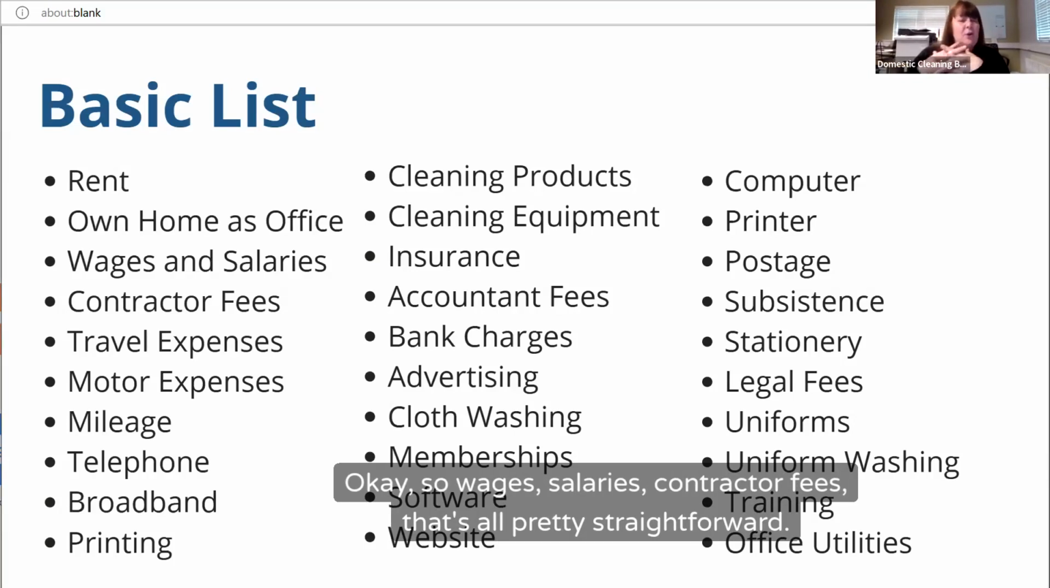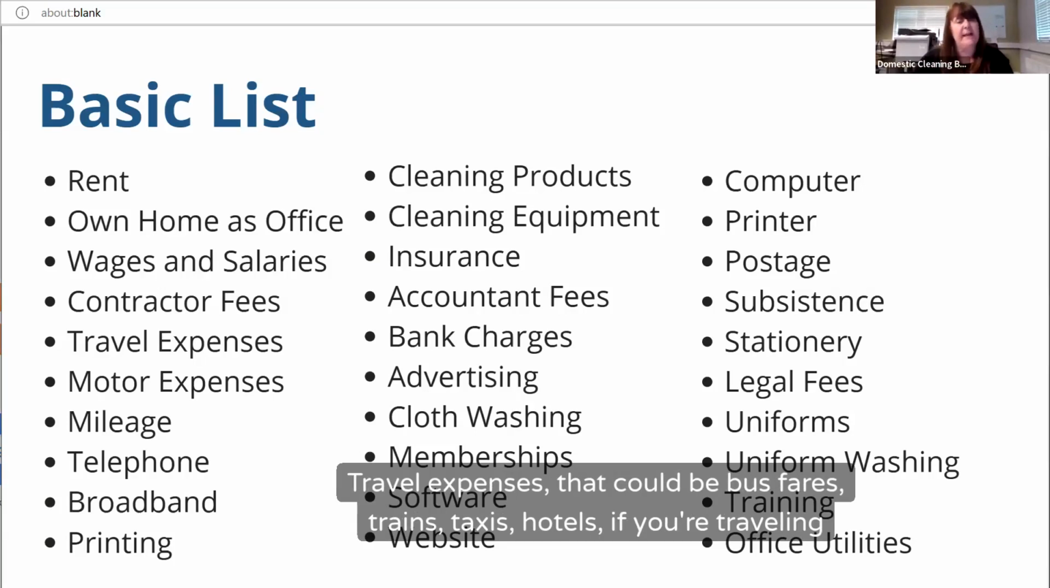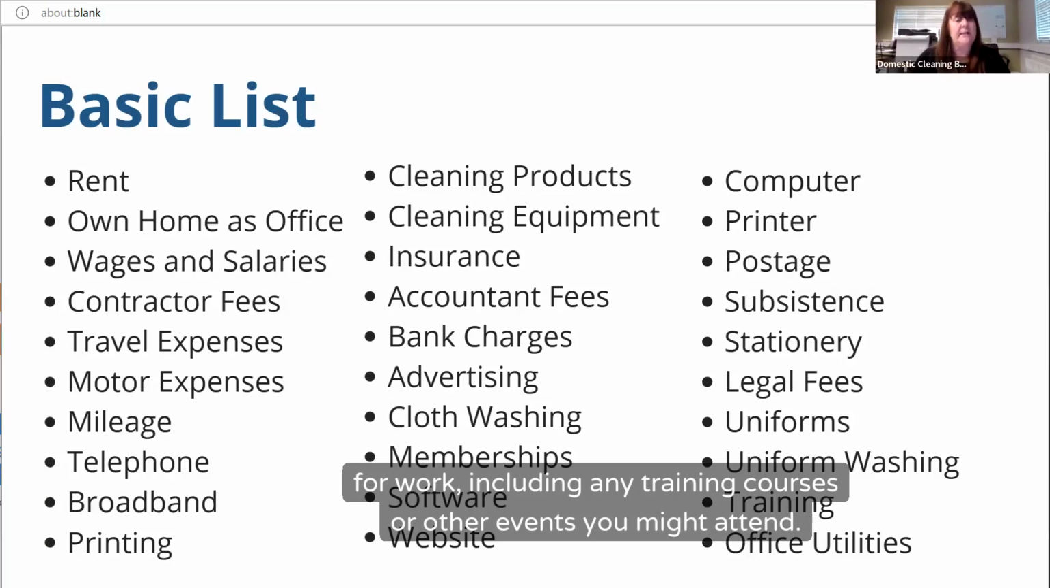Okay, so wages, salaries, contractor fees, that's all pretty straightforward. Travel expenses, that could be bus fares, trains, taxis, hotels if you're traveling for work, including any training courses or other events you might attend.